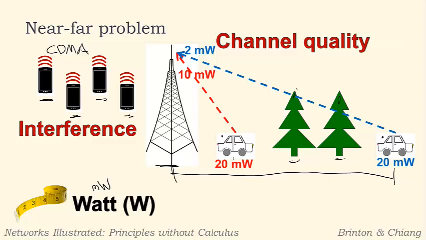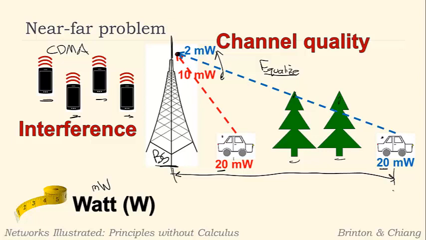So we want a way to equalize the power levels at the recipient. At the base station over here, we want to be able to make these two levels the same. And so we need to boost the transmit powers, and that's the way that we do that. There's an algorithm that does this, and it's a very simple algorithm, and we'll look at that right now.